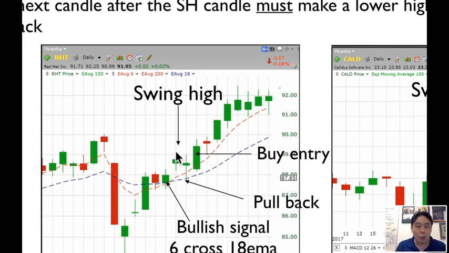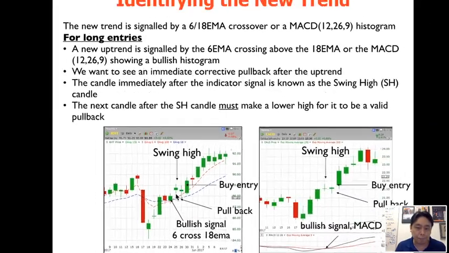Now, if it makes a lower high and lower low, it's a pullback candle, it pulls back, right? But if it makes a lower high, but not a lower low, it's known as an inside bar candle. Now, that's okay, but we have to wait for a pullback candle to come right after that inside bar candle. And I'll explain that in a short while, okay?